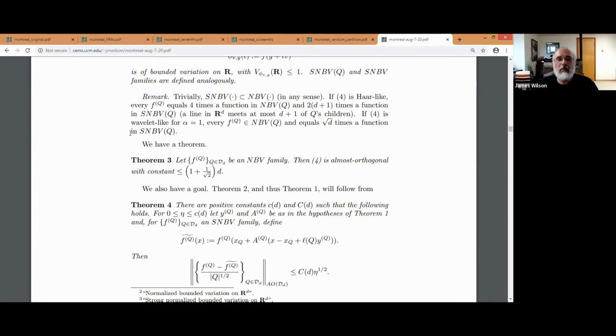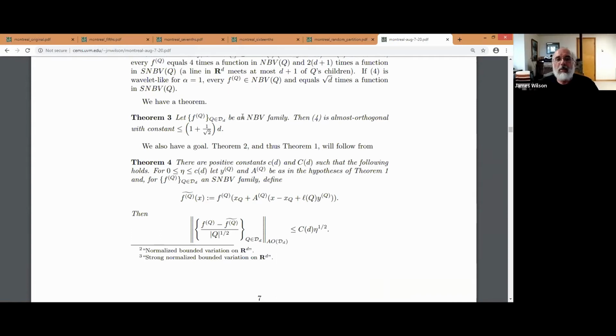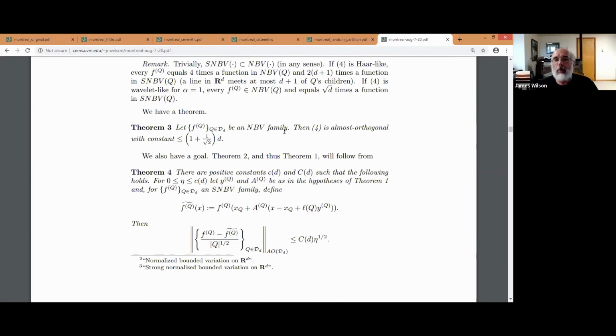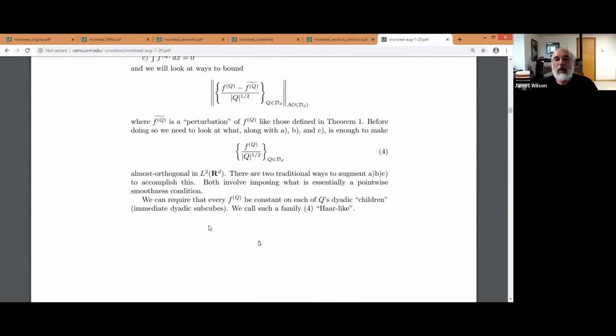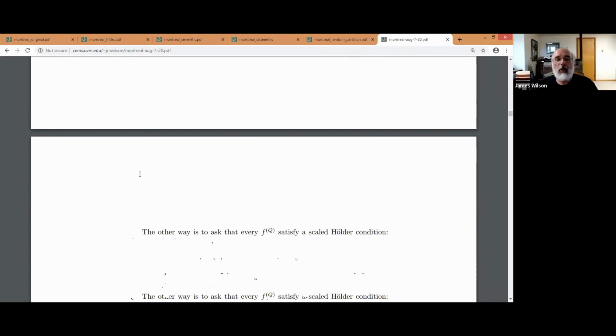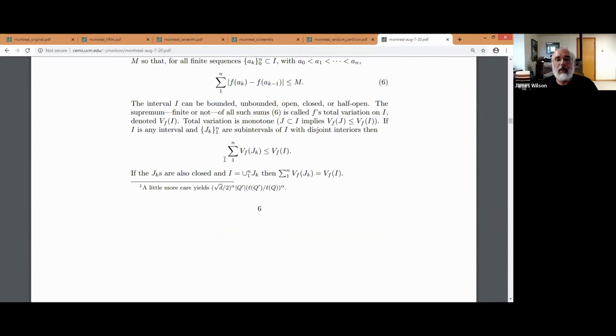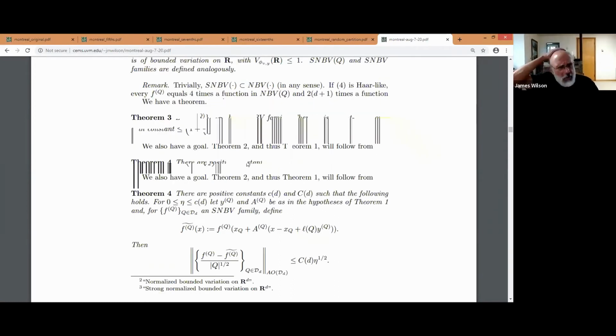Now, this is a theorem that Dimitri and Dalia saw the proof of about 6 years ago. Suppose you have an NBV family, a family of functions indexed over the dyadic cubes, each satisfying the uniform bounded variation condition with respect to lines parallel to the coordinate axes. Then the family f_Q over |Q|^(1/2) will be almost orthogonal, and its almost orthogonality size is not too bad: 1 plus 1 over radical 2d. That's kind of unusual, because these functions can have discontinuities that see each other, bunching up and building up in crazy ways, and yet the almost orthogonality size of such a collection is not too bad.